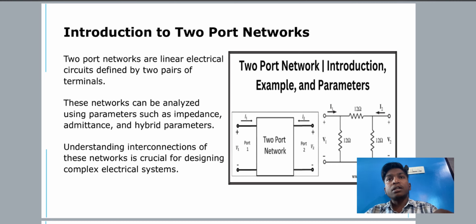Two port networks are linear electrical circuits defined by two pairs of terminals. These networks can be analyzed using parameters such as impedance, admittance, and hybrid parameters. Understanding interconnections of these networks is crucial for designing complex electrical systems. So here we can observe the introduction, example, and parameters of two port networks. And here there were two voltages and two currents, ma'am.